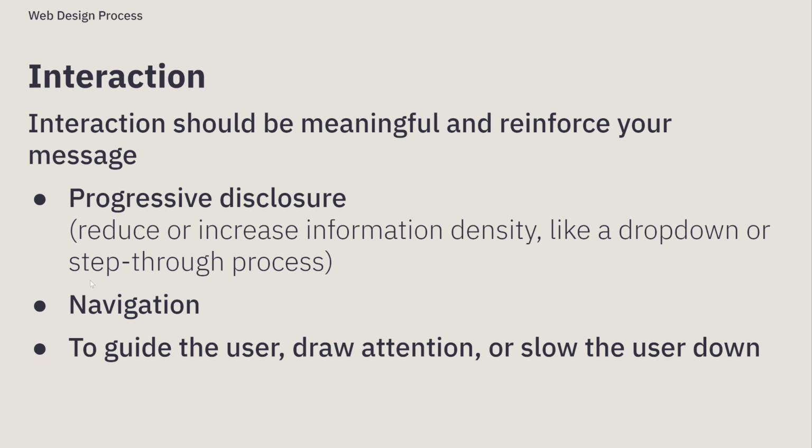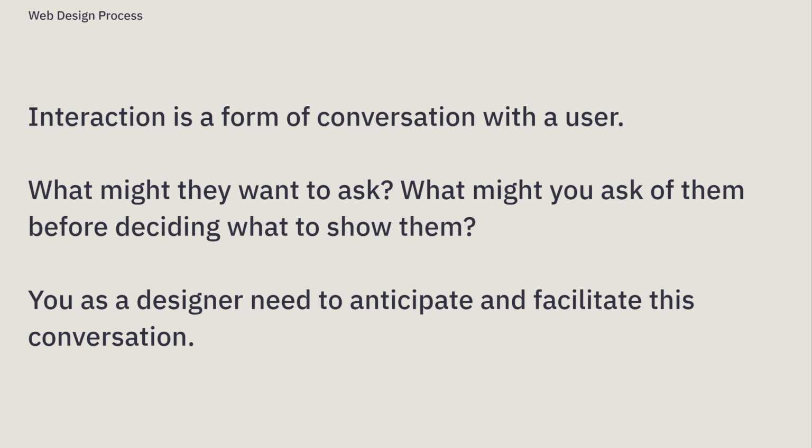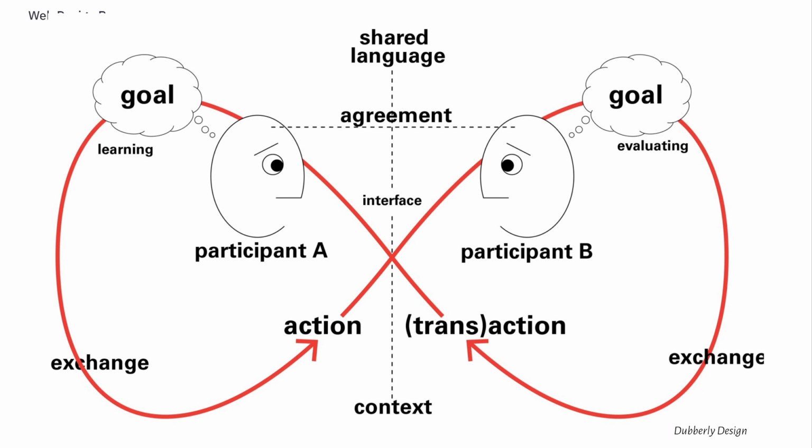Interaction helps us navigate, helps point users where they need to go, and can also help draw attention or slow the user down during a process. Interaction really is a form of conversation with the user. So this is a refresher on our complex conversation model. In interaction design, our back and forth is not between two people or the viewer and the design, but is through the application and the user.